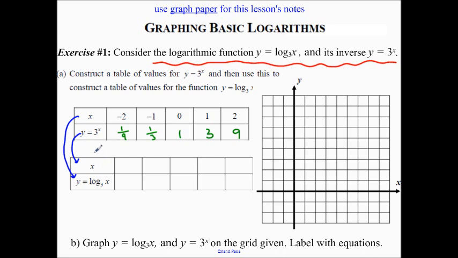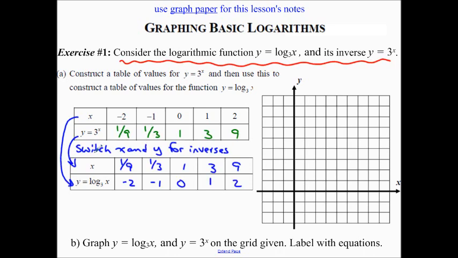Okay, so hopefully you came up with something like this. Hopefully you didn't do anything with negative signs. We don't negate anything when we find an inverse. We simply switch the x and y. Write that in your notes, please. Now it's as easy as plotting those points.